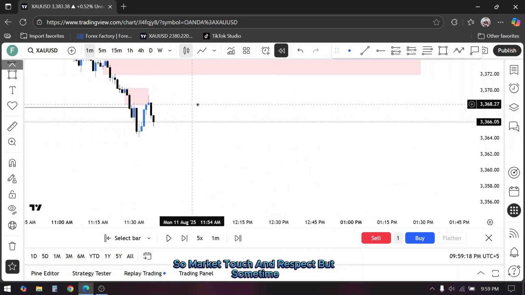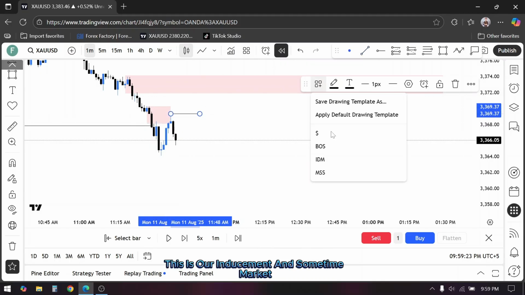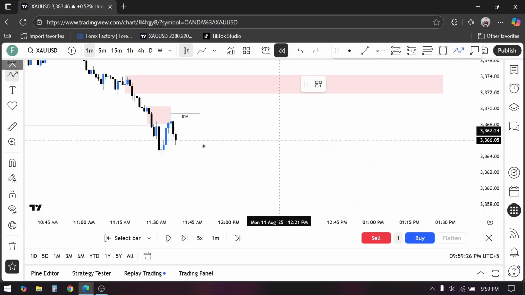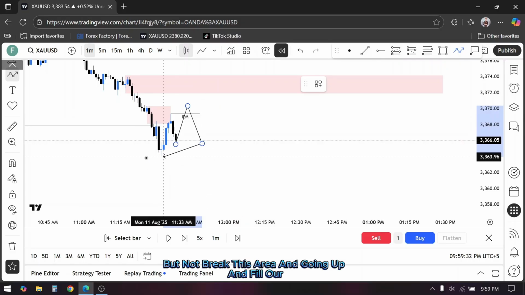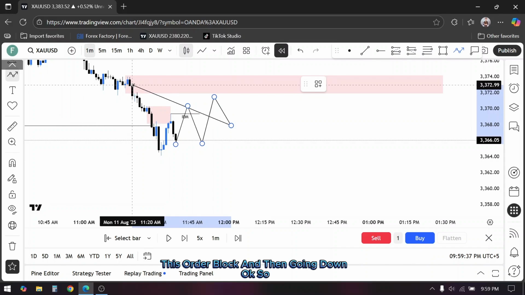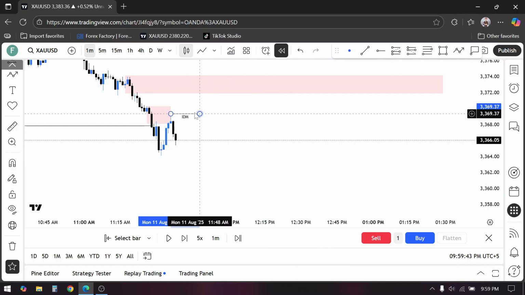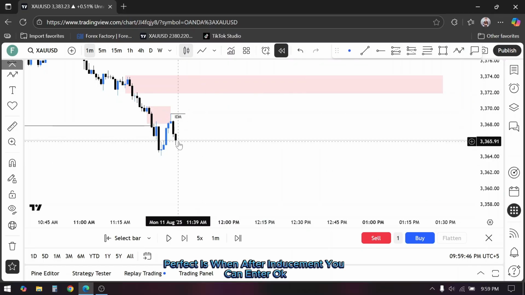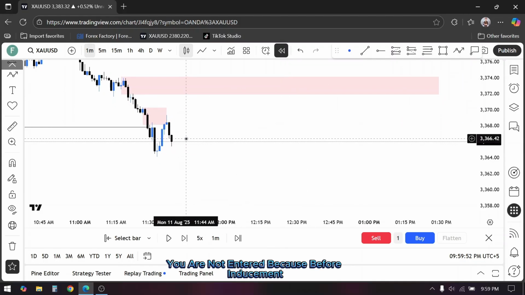So market touches and respects, but sometimes this is our inducement, and sometimes market fills the inducement and goes down. But not breaking this area, it goes up and fills this order block and then goes down. So perfect is when after inducement you can enter. Before inducement you do not enter, because before inducement you have not verified this is our most recent low or anything.